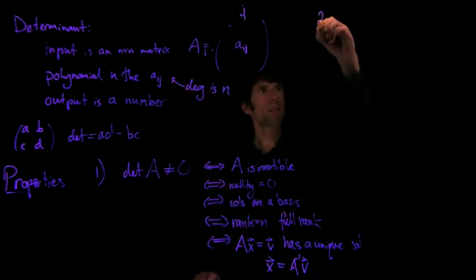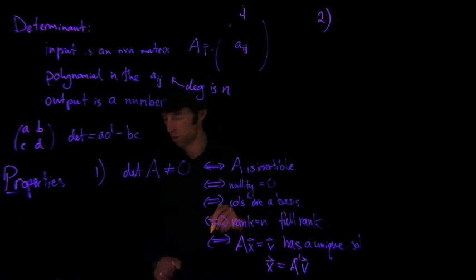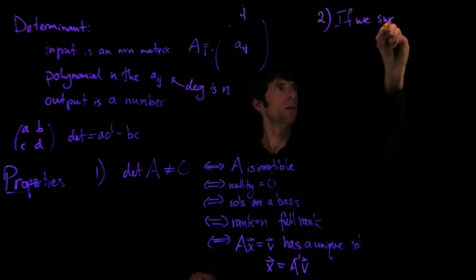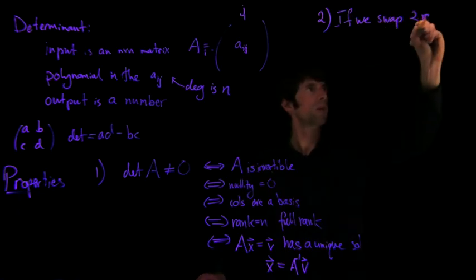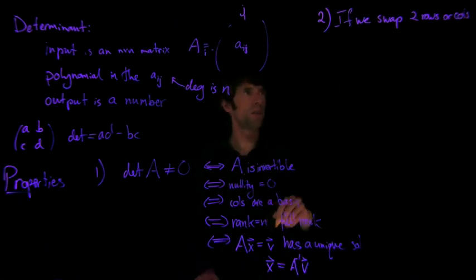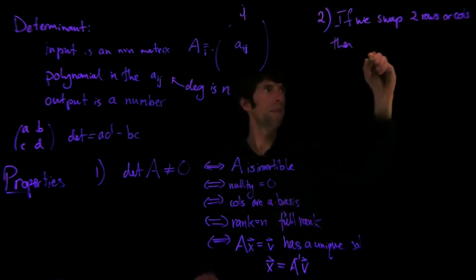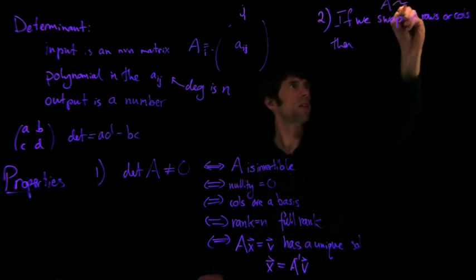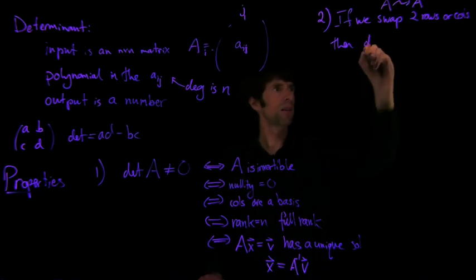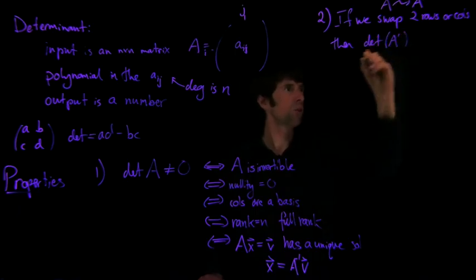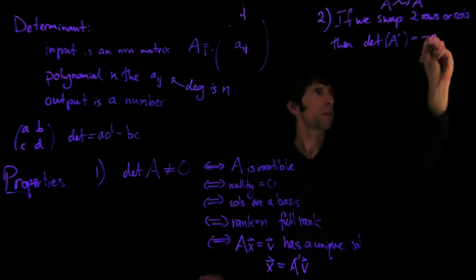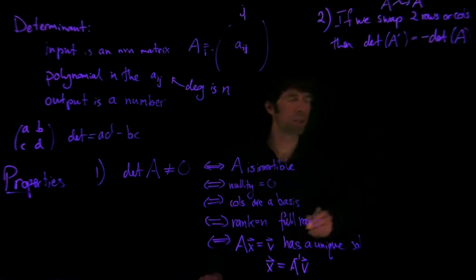Let's look at some other properties here that tell us how to compute it. So if we swap two rows or columns of the matrix A, so this is replacing A with some matrix, I'll call it A prime, then the determinant of this new matrix, where we've swapped either two rows or two columns, is equal to minus the determinant of the original matrix A.